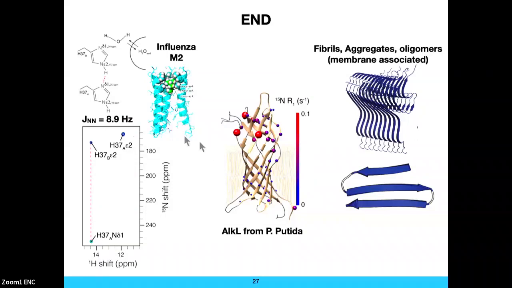So in the case of M2, this specific hydrogen bond, which was proposed by Tim Cross many years ago, has only been confirmed in solid state NMR samples and in lipid bilayers. And even in the lipid cubic phase samples, this hydrogen bond interaction was not detected. So the protein seems to be fairly sensitive to its environment, and it's important to use these kinds of tools.